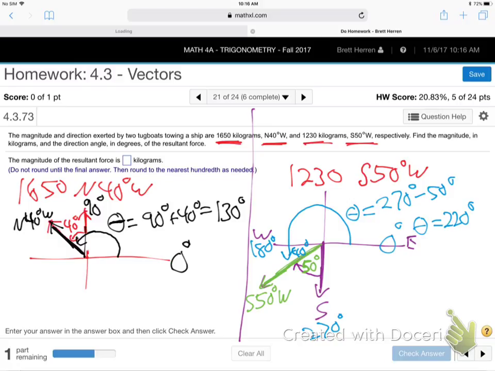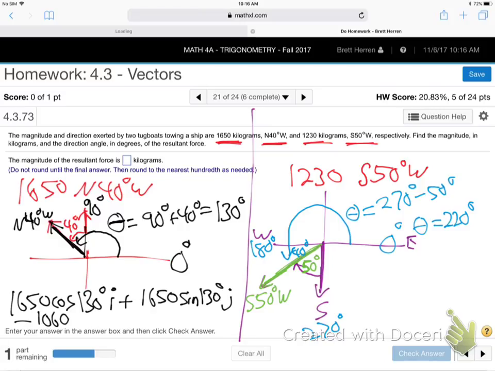So this will be 1650 cosine of 130 I plus 1650 sine 130 degrees J. I'm getting negative 1060.5996 I plus 1263.9733 J. Good to there?